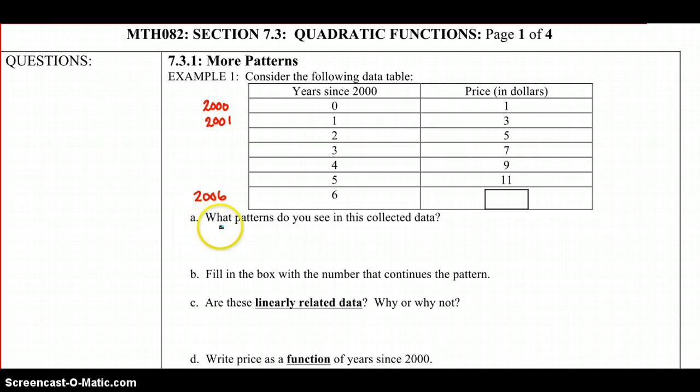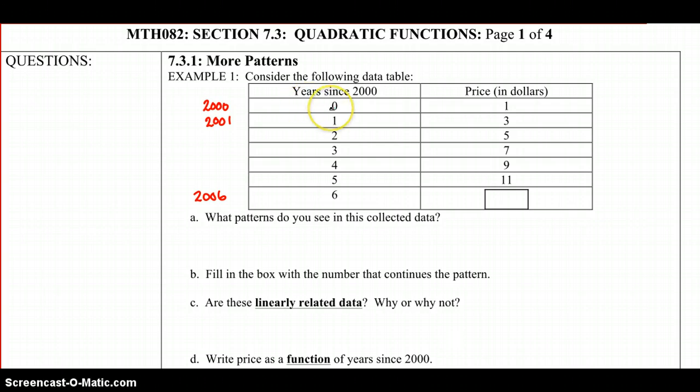Okay, so part A, we're asked to find what patterns do we see in this collected data. At this point you should pause the video because I'd really like you to think about what those patterns are on your own before you come back and sneak a peek at what the answers are. So if you want to try to answer parts A, B, C, and D, and then push play again, and see if your answers match the answers that I got. So you can push pause.